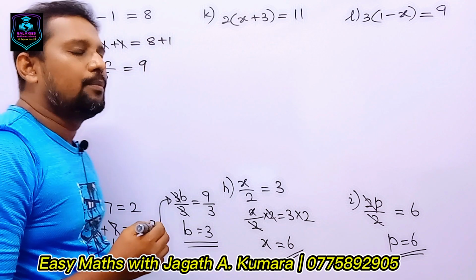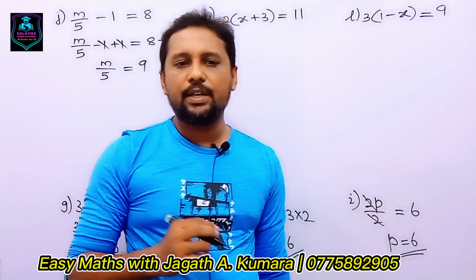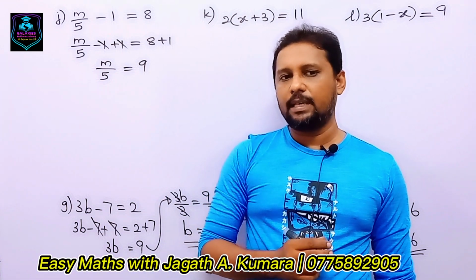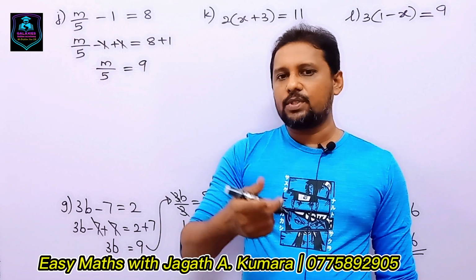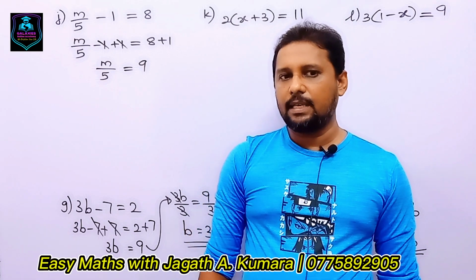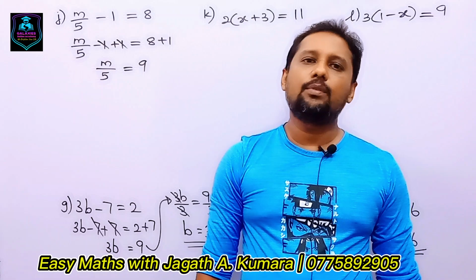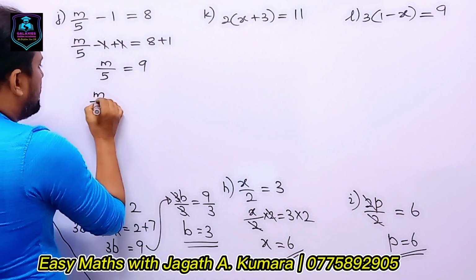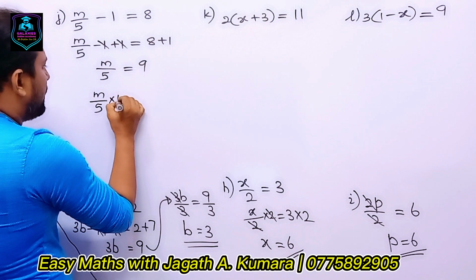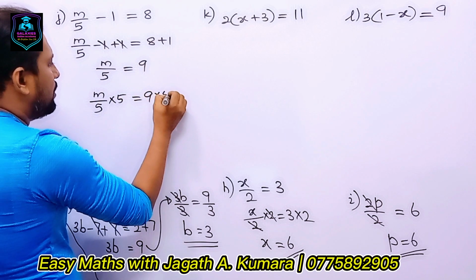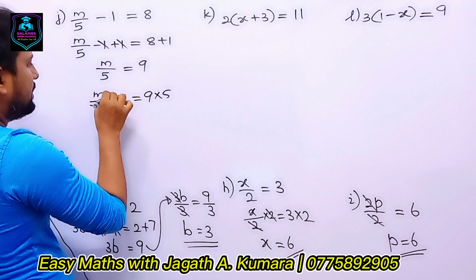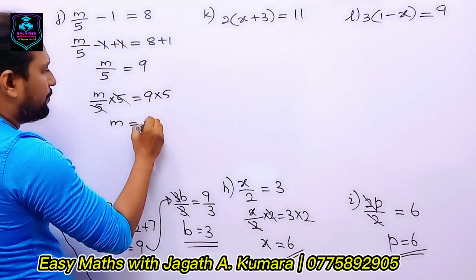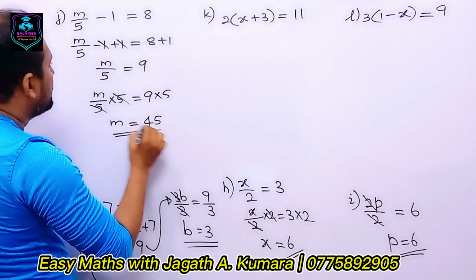Now we have to remove 5. 5 and m connect with division. To remove it, you have to do the opposite mathematical operation. Division's opposite mathematical operation is multiplication. So both sides you have to multiply by 5. M over 5 multiply 5, and other side also you have to multiply by 5. Then this division and multiplication 5 cancel. M equal 45. So simple, right?